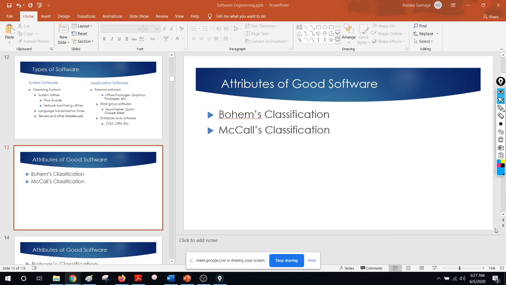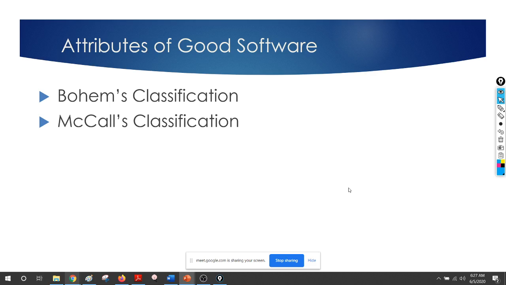So therefore, don't think that this is a waste of time, right? How do you say that a dentist saying that learning about teeth is a waste of time, right? Okay, so let's discuss the attributes of good software. Now we discussed a little bit of the nature of software, right?